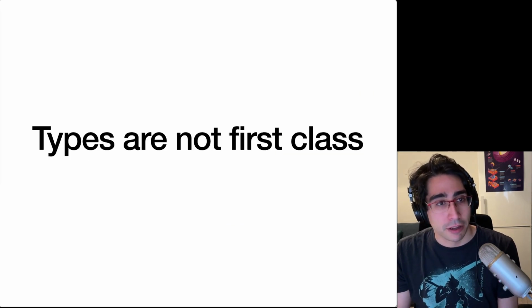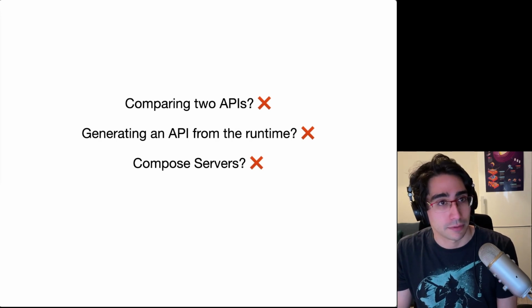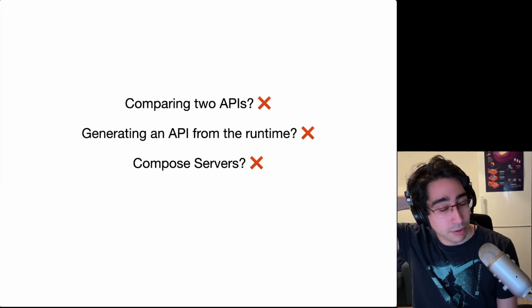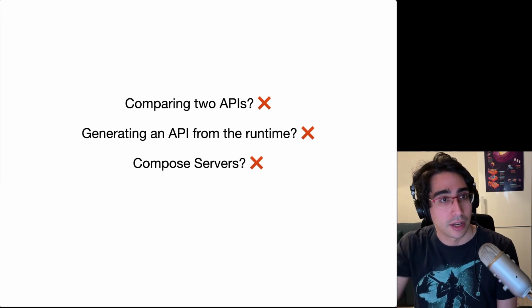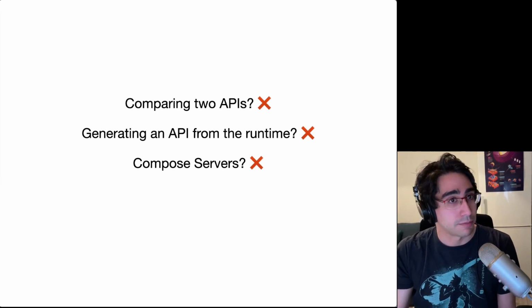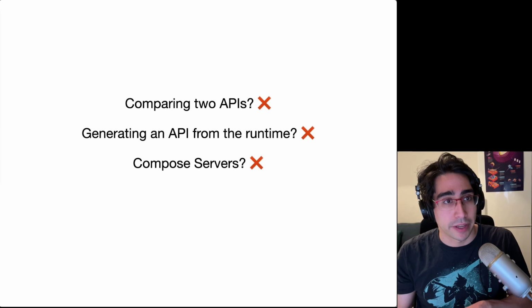And the other point is that because types are not first class, they're just kinds, you can't really manipulate them as a first class construct. So you can't really compare two APIs because it would be like pattern matching on two types. You can't really generate those APIs at runtime, which means you can't have a server that spawns new servers or spawns new APIs. And the last point is that you can't compose those servers together. So if you have a server implementation, you can't just say, I have these endpoints, let me tack on more endpoints at the end of it because some new requirement came in. And this is what we aim to solve by using both Idris 2 and lenses, or by using dependent types and lenses.